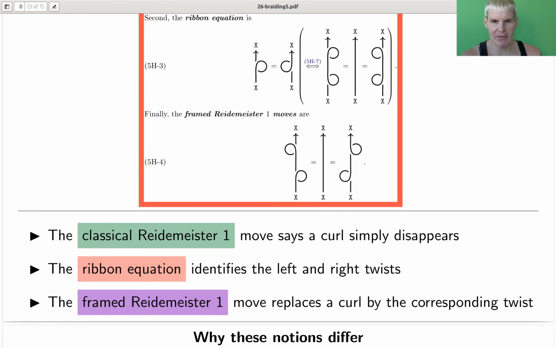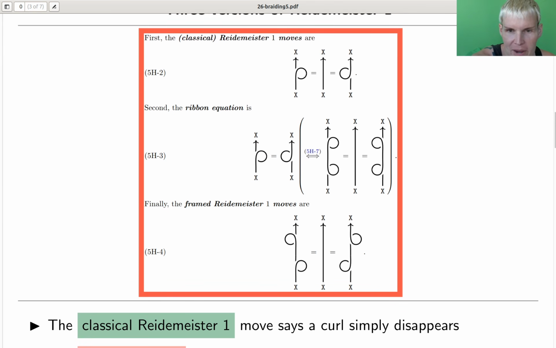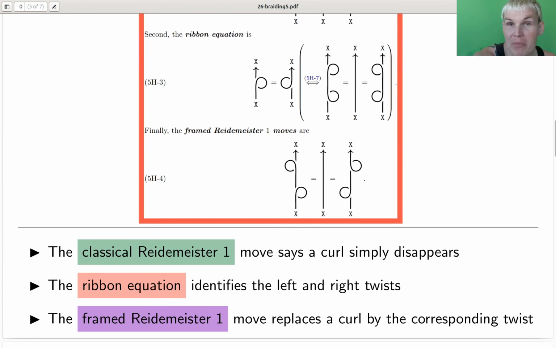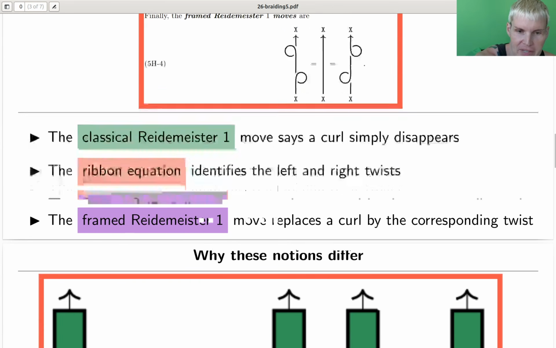Did I say it the other way around before? Also, let me make this clear. So this direction works, that direction doesn't work. Of course, if you have the Reidemeister 1 move, then you get the framed Reidemeister 1 move, for example, but not the other way around.